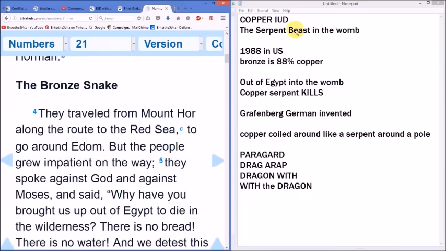The copper IUD is the serpent beast in the womb. This is the story of the copper IUD. The serpent coiled around the T. 1988 is when the copper IUD began being marketed in the United States. And bronze is 88% copper.